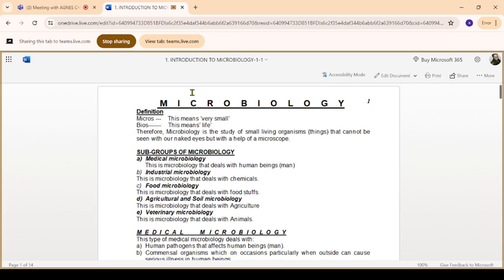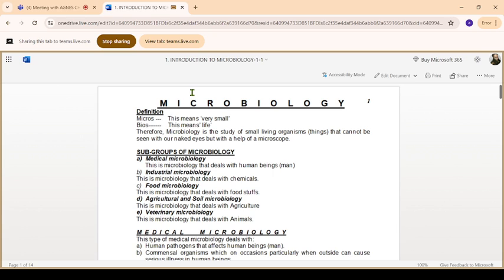Now, we want just to begin from definition and then we look at the branches of microbiology at a glance. Microbiology means the study of small living organisms that cannot be seen with our naked eyes. So we can study microbiology by use of a microscope. That is what will assist us to look at these microorganisms.